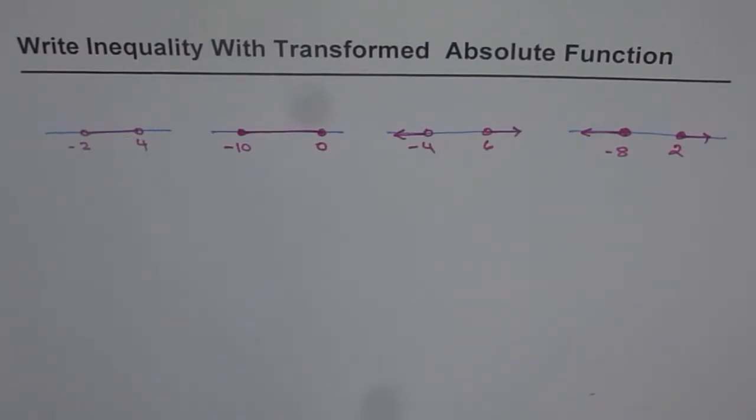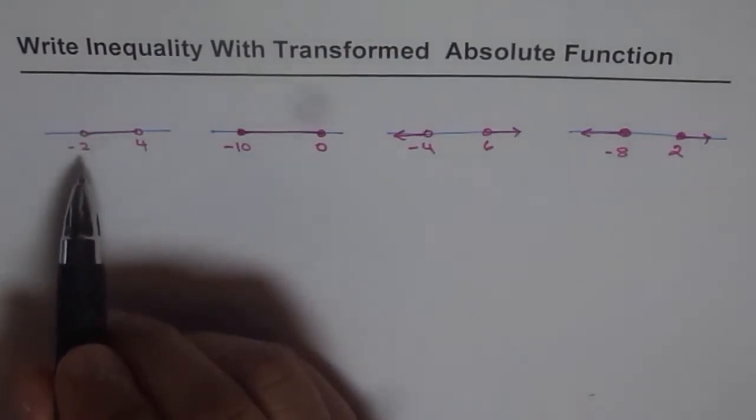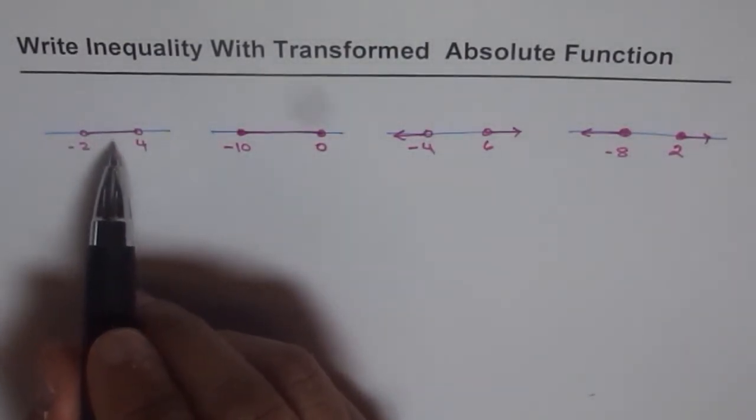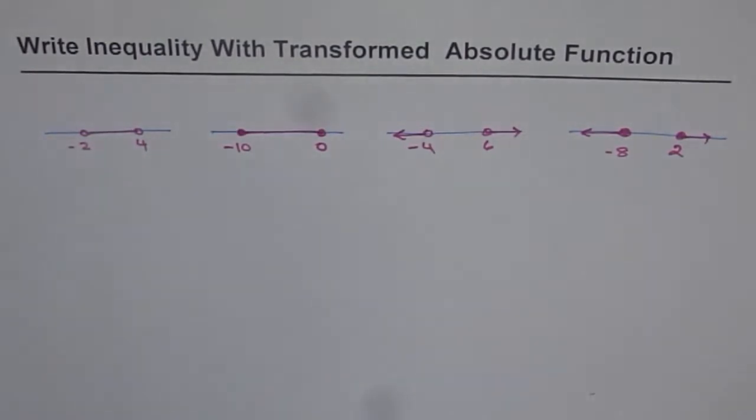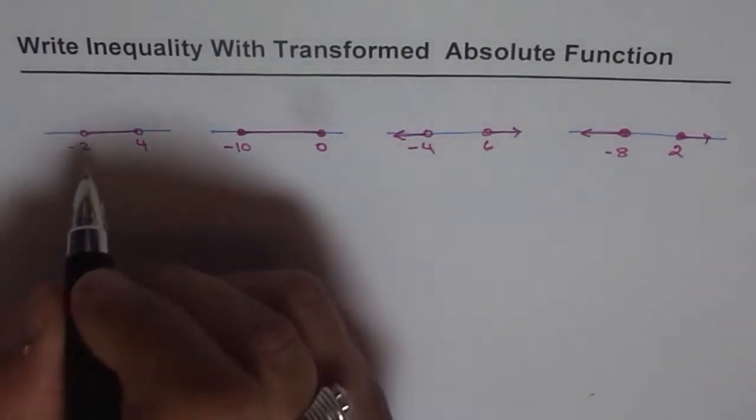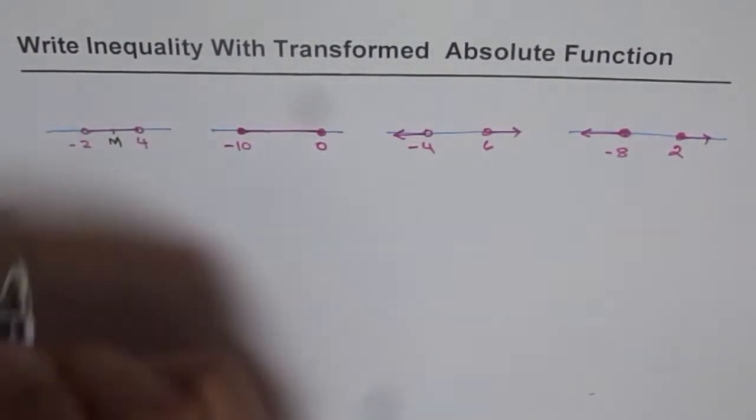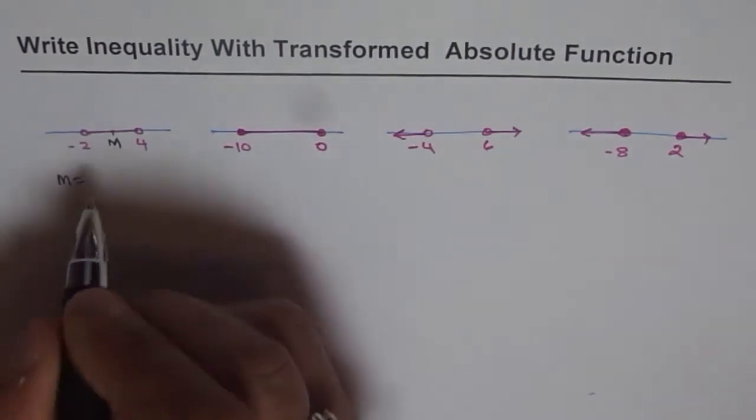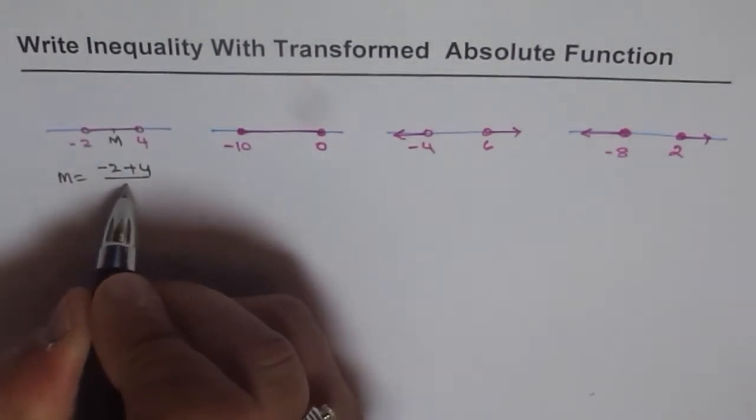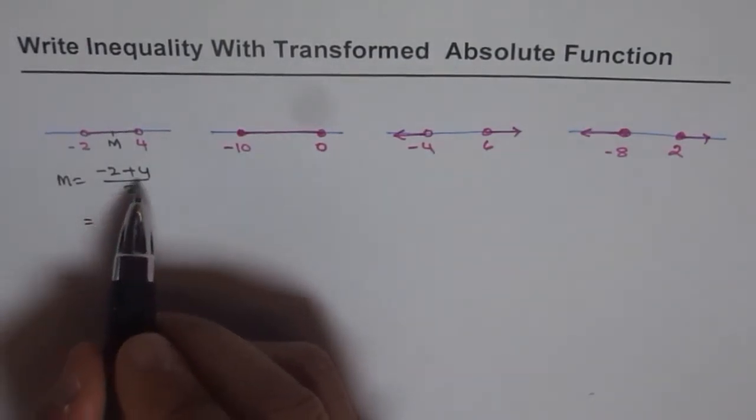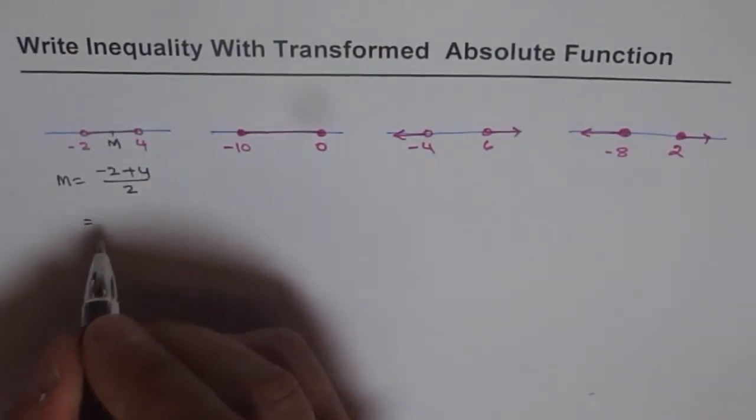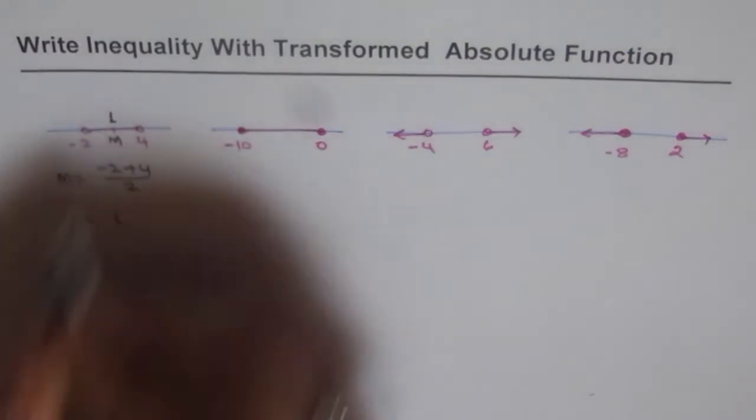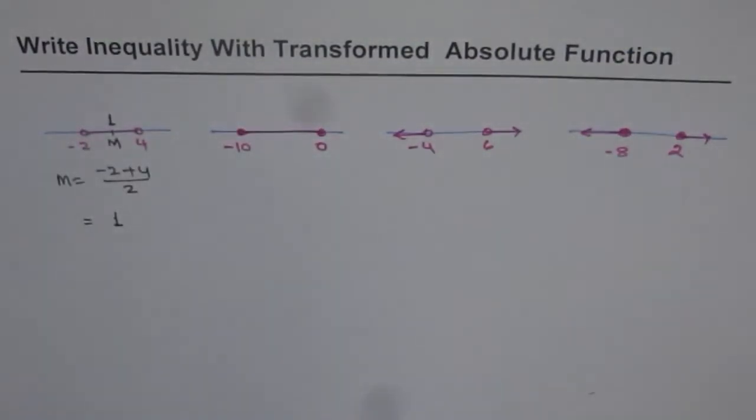So the idea here is, as you learn, that the absolute function has these two values which are symmetric about a point. In these 4 cases, that point is not the center point, as you can see. So the first thing is we have to find what the center point is. How to find the center? So the middle point here is, let me call that as M. So how to find M? M is average of the two. So just add them up and divide by 2. So what do you get? So you get -2 plus 4 is 2, 2 divided by 2 is 1. So this point is 1 here. So that is the first thing we understood.